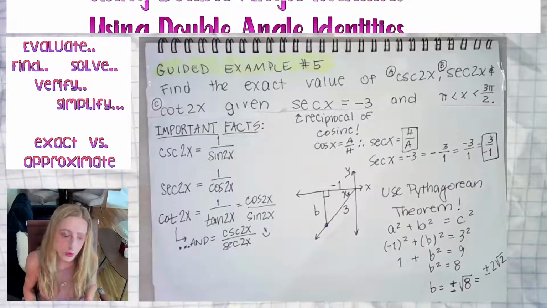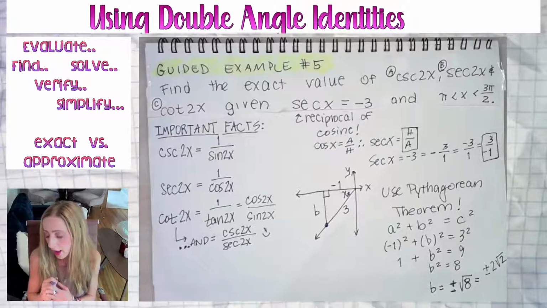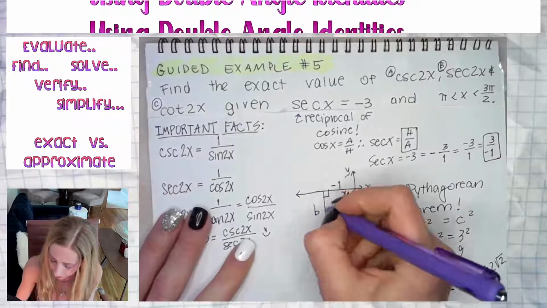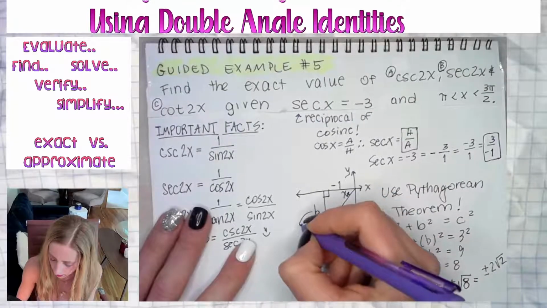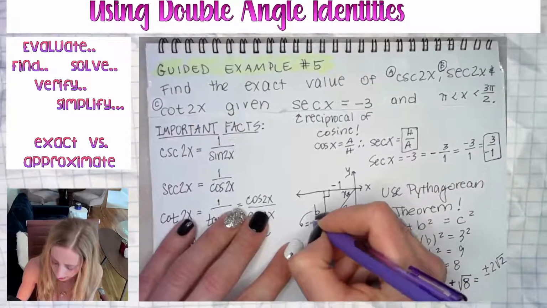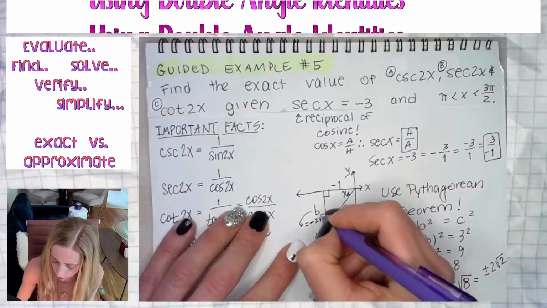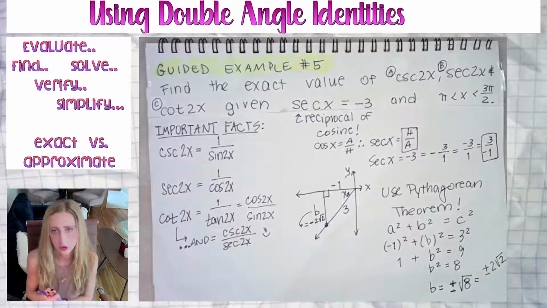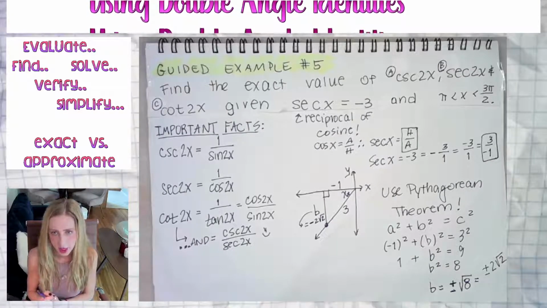That would be the y value, or the second value in the ordered pair, and that would also be negative. Therefore, b equals negative 2 root 2, okay? So there we go. Everything is drawn out, labeled, and ready to go.